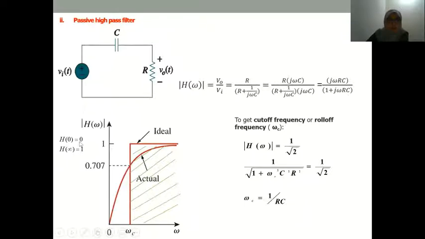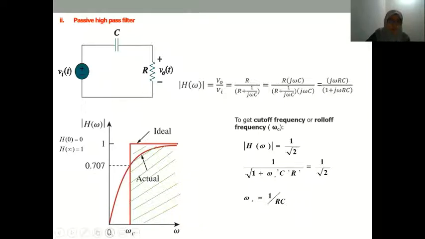So from here, you also put your critical point at omega equal to 0. When omega is equal to 0, you get your magnitude equal to 0, because 0 divided by something is 0. When your omega is equal to infinity, you put infinity divided by infinity, so your magnitude will give you 1.